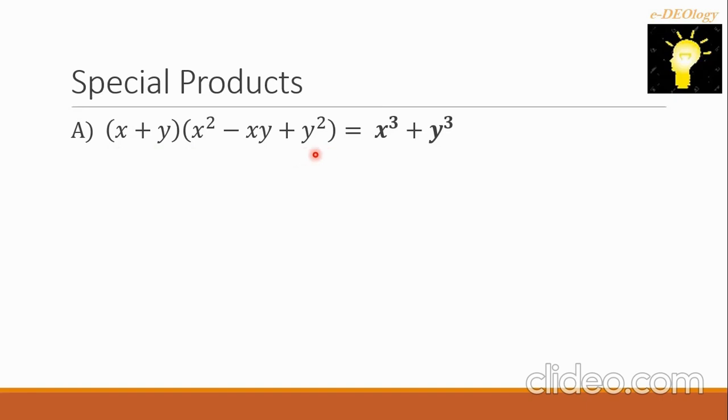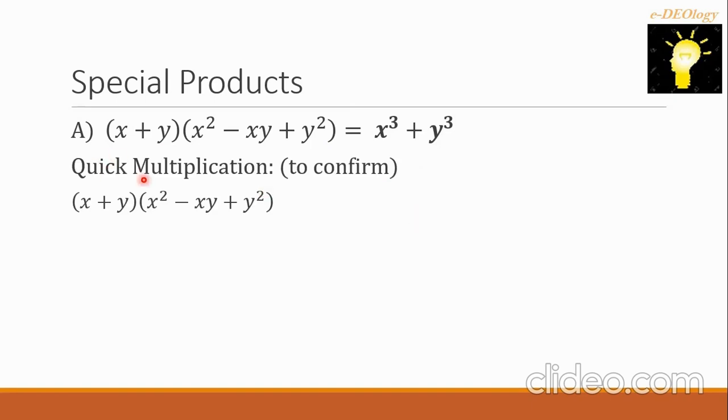And the third term of the trinomial is y squared. And that is the square of this y here. So it is y squared. Binomial is x plus y, and the trinomial is x squared minus xy plus y squared. Your special product is simply the x cubed plus y cubed.